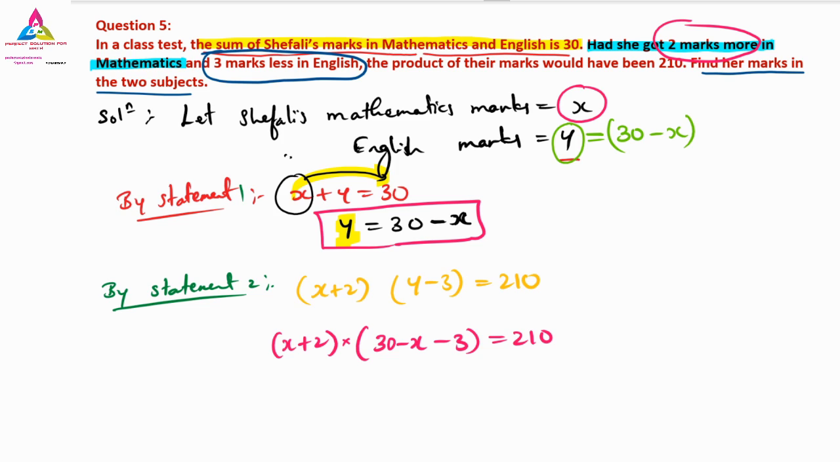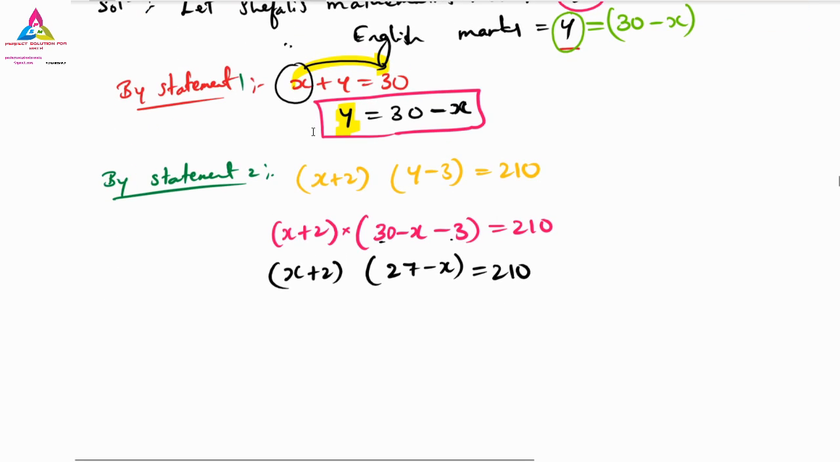So next one, this we will write down exactly: x plus 2, and here it will become 30 minus 3 is 27 minus x. So this one you can understand better. I have subtracted the 3 from the 30, so it is 27 minus x. So is it in the form of x plus a, x plus b?